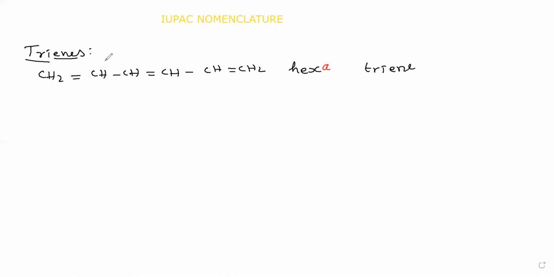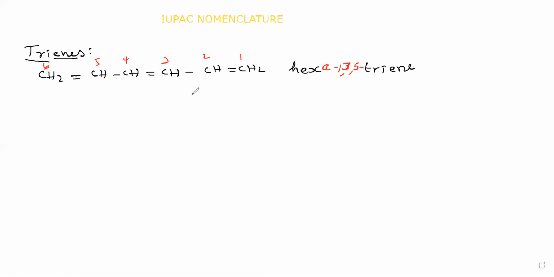Then double bond position we have to mention. For that we are giving numbering. Now for this double bond position is 1, that 1 we write. For this double bond 3, that 3 we have written. For this double bond position is 5, that 5. 1, 3, 5 triene. So the name of this compound is hexa-1,3,5-triene.